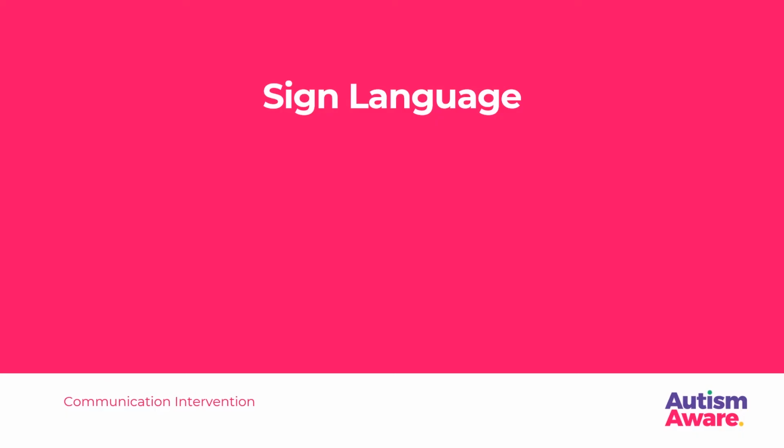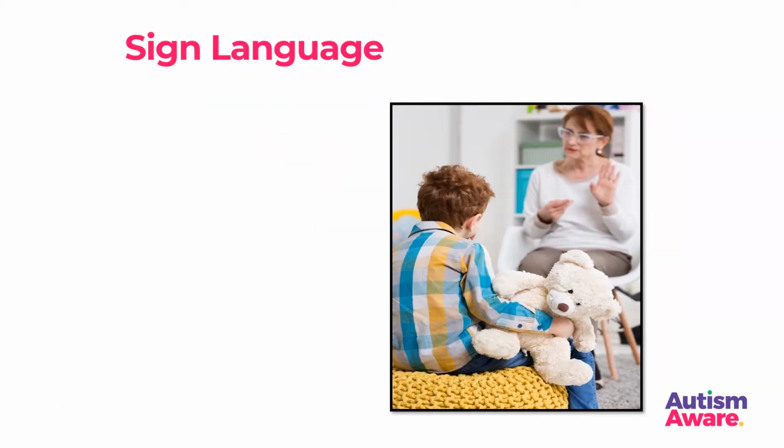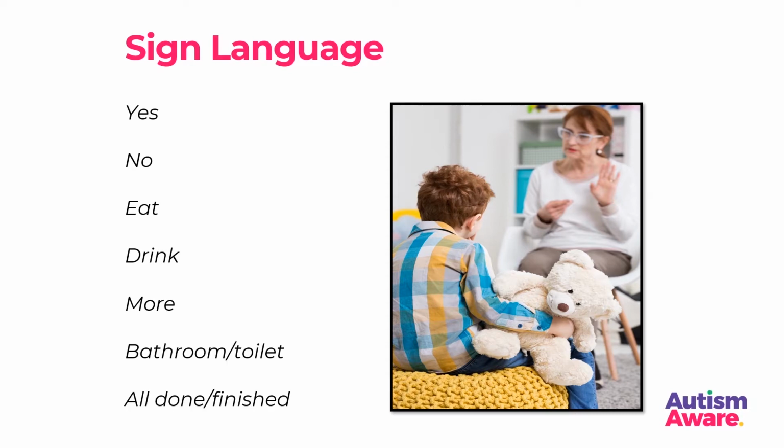Sign language. Sign language can be a very effective way to encourage non-verbal children with autism to communicate. Teaching simple signs can help to reduce the pressure and frustration a child feels by not being able to express their needs and wants. Start with basic signs such as yes, no, eat, drink, more, bathroom or toilet, all done or finished. A good sign language program will give you the tools required to take the first steps in effective communication.